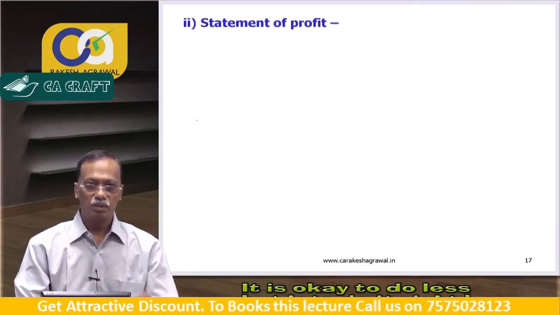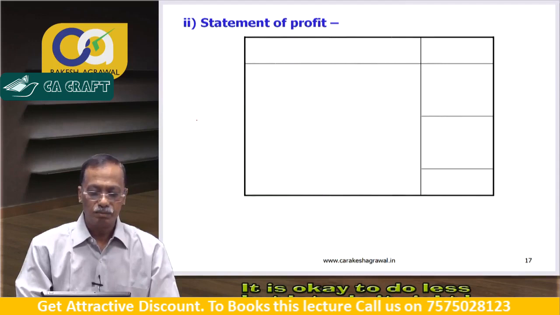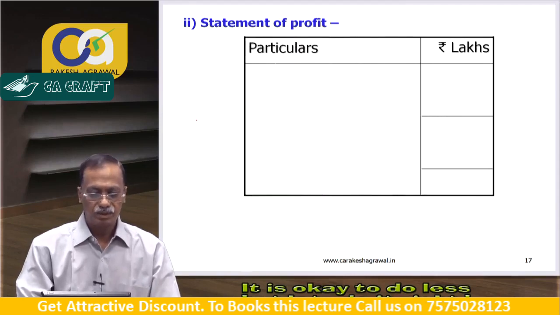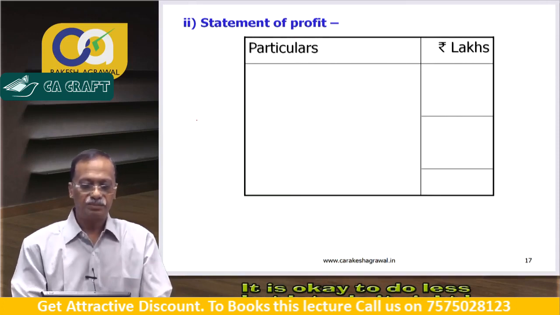Number 2, statement of profit. We have to give this prediction in a profitability statement format. So statement of profit, particulars, and rupees lakhs.